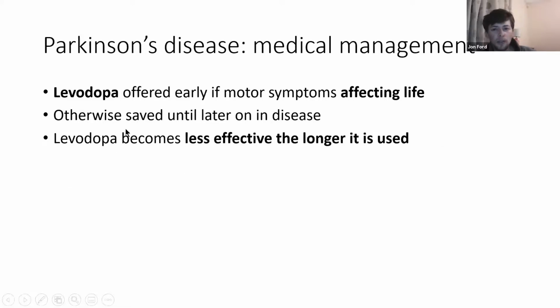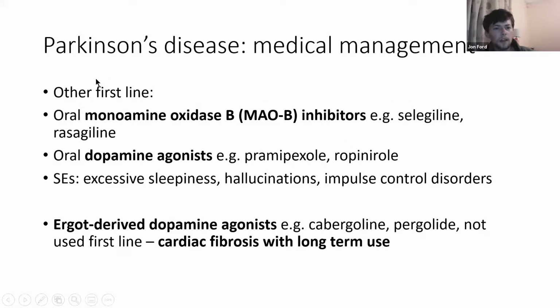So you want to offer the levodopa early on if the motor symptoms are really affecting life, but often you would consider perhaps not if it wasn't so badly affecting daily life, because it becomes less effective the longer it's used. Okay. And there's some other drugs to just be aware of, useful to be able to recognize. So monoamine oxidase B inhibitors like selegiline, rasagiline, you don't really need to know much about them, just that they exist. Dopamine agonists, pramipexole, ropinirole.